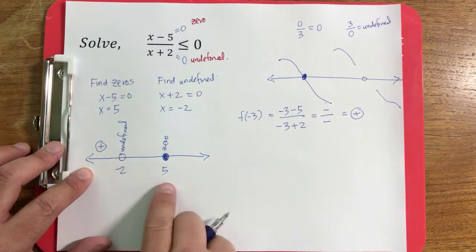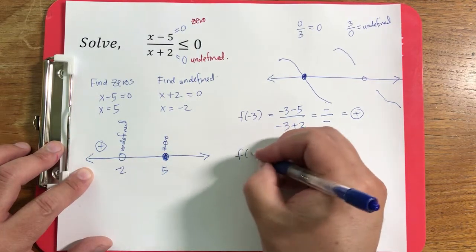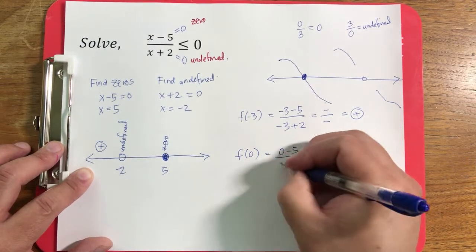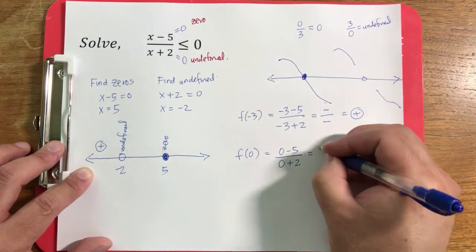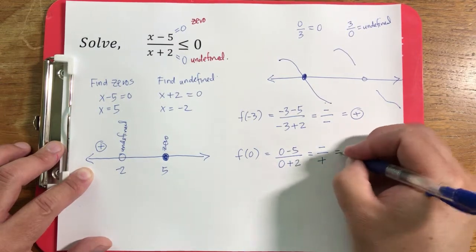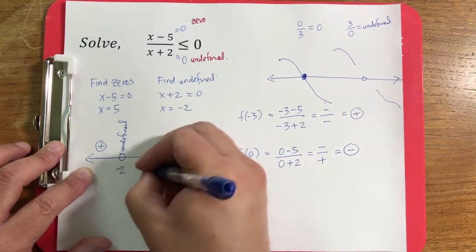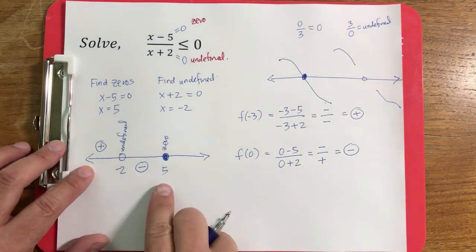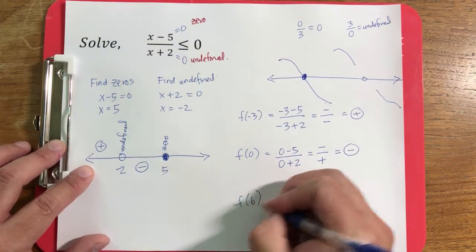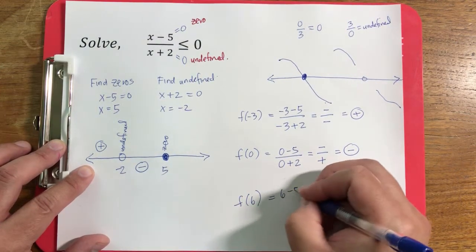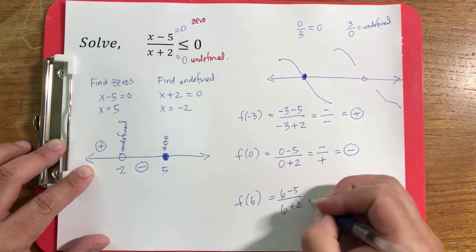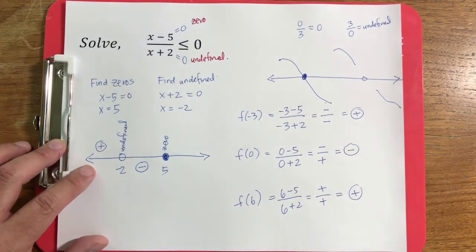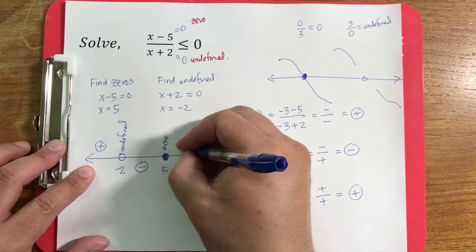Now let's pick a point between -2 and 5. So I'll pick 0. So I have 0 minus 5 over 0 plus 2, which is a negative number divided by a positive number, which is equal to a negative number. So then it's negative here. And then let's pick a point bigger than 5. So I'll go 6 minus 5 over 6 plus 2, which gives me a positive number over a positive number, which is a positive number. So then this is positive.